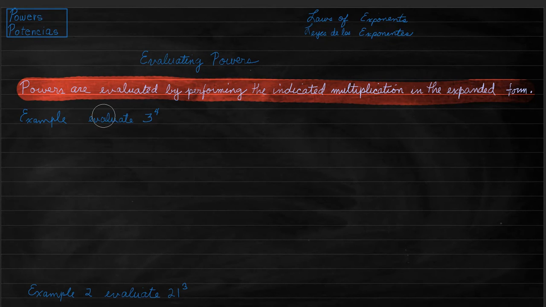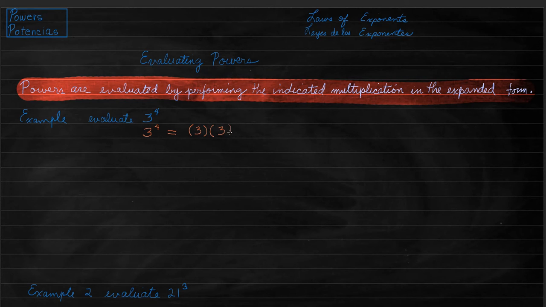Let's try this example. Evaluate 3 to the 4th power. First, we have to change 3 to the 4th power to the expanded notation. Here we have it in exponential notation. We show a 3 with a little 4 on top. That's the exponent, showing what is repeated 4 times in multiplication. So we show the 3 in the expanded notation. We write the 3 4 times as a factor.